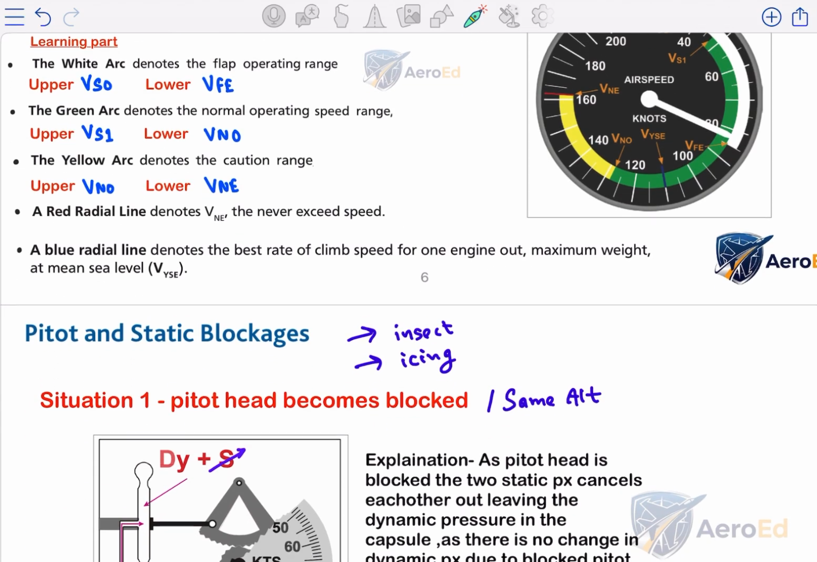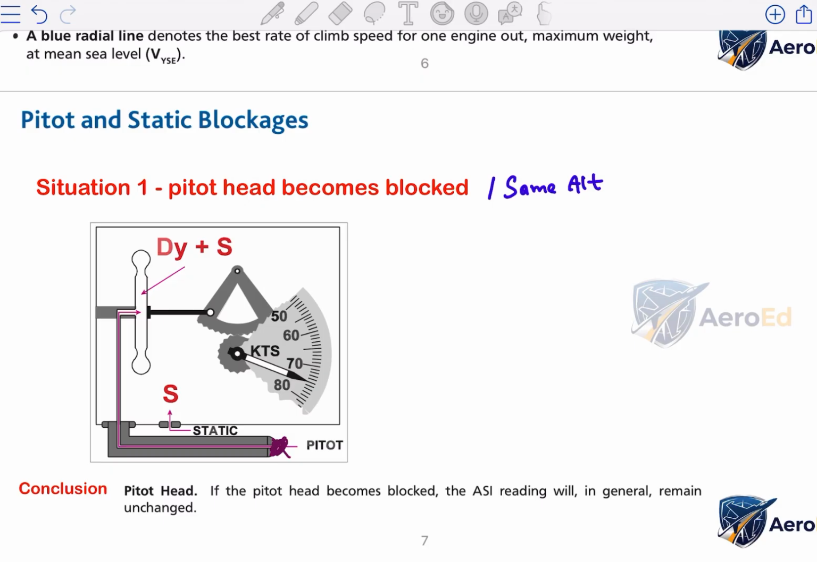Next we're going to study pitot and static blockages. This is very important for your examinations, because most of the questions are like: if the pitot is blocked, what happens to the ASI, or if the static is blocked, what happens to the ASI?